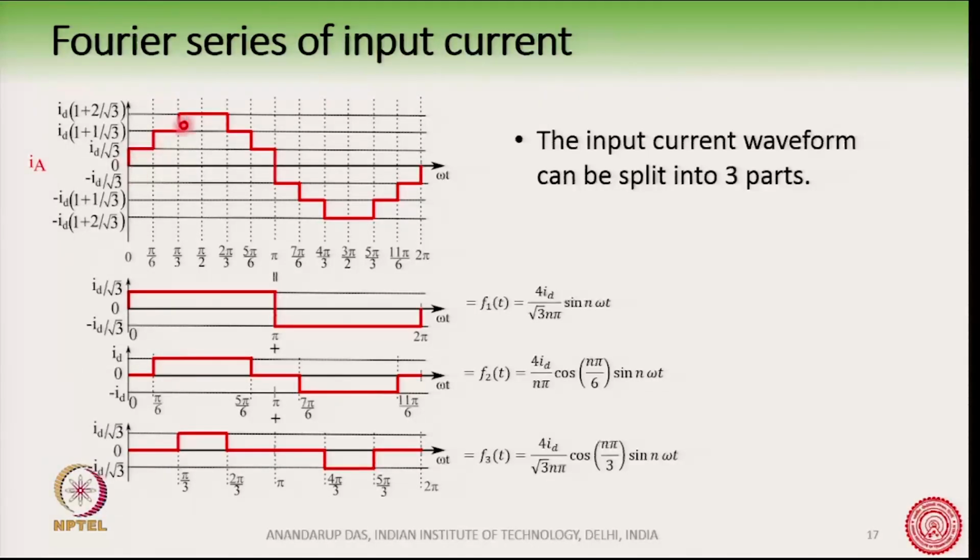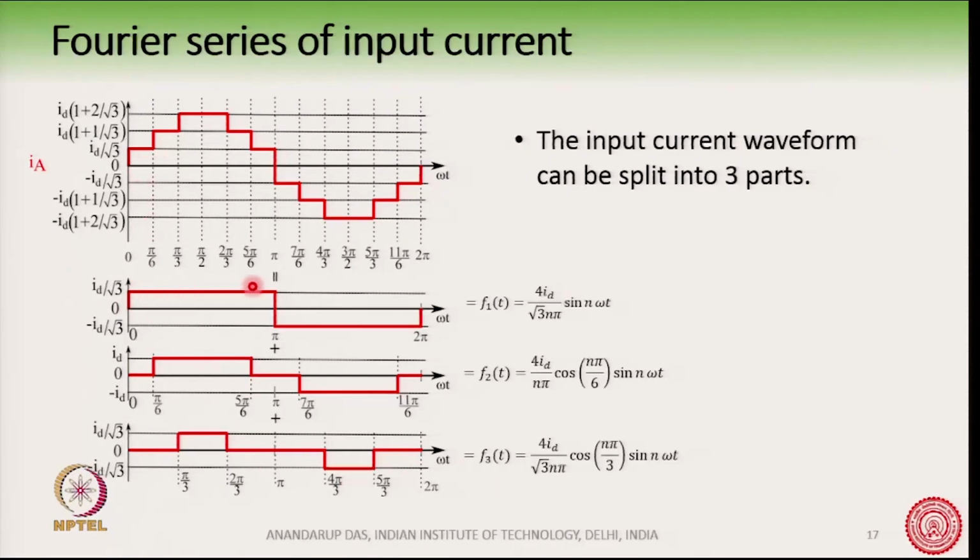So, if we do a Fourier analysis of this waveform, how can we do it? We can do it by the symmetries and all, but we can also do it in a slightly more intelligent way by splitting this waveform into 3 parts. One part is this one here, the other part is this one, and the third part is this one.